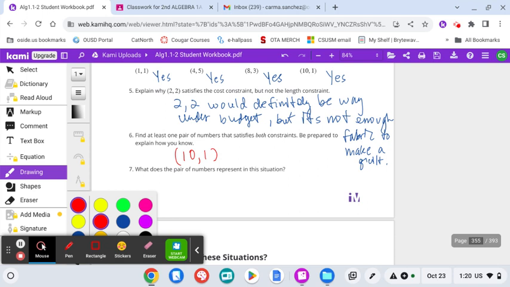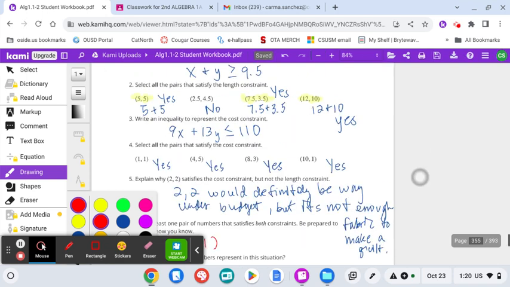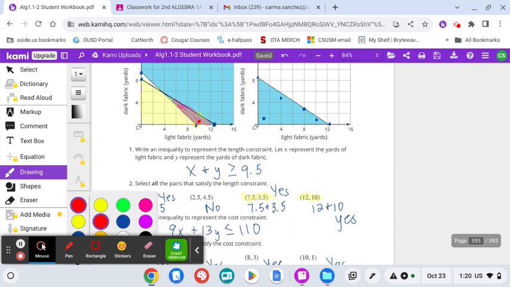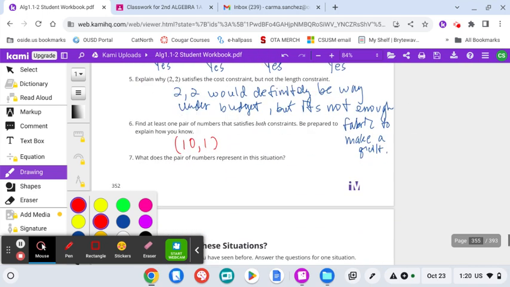What does the pair of numbers represent in this situation? So if you go back up and look at that constraint, remember the bottom is the light fabric and the side is the dark. 10 yards of light fabric and 1 yard of dark fabric.